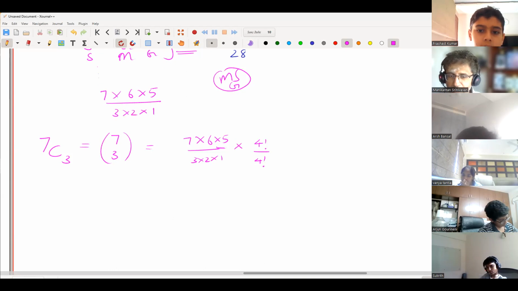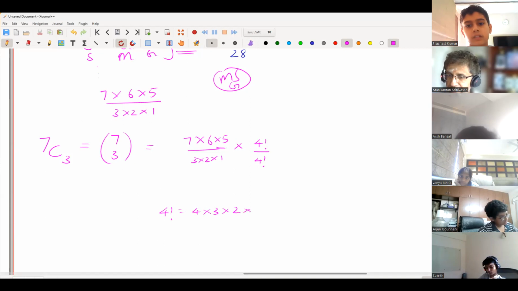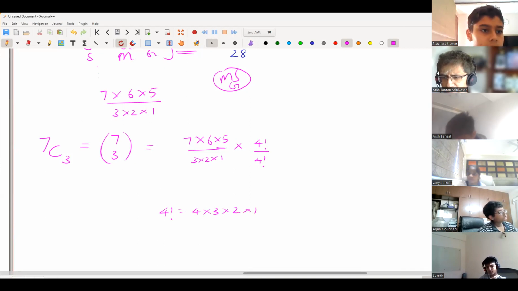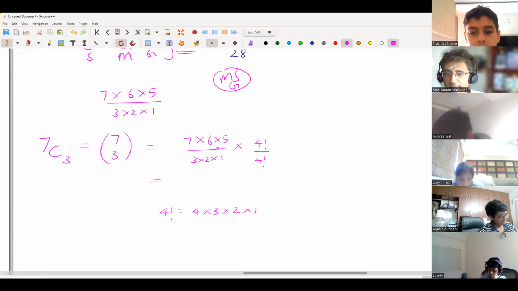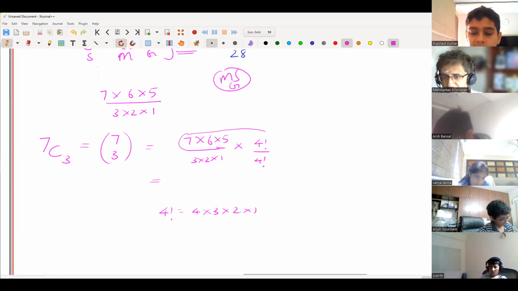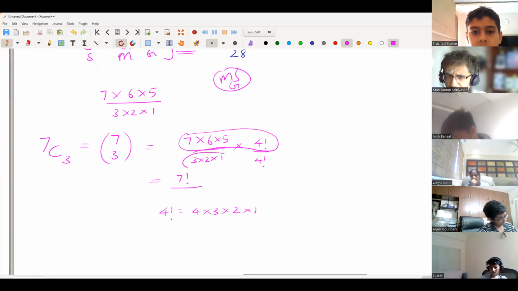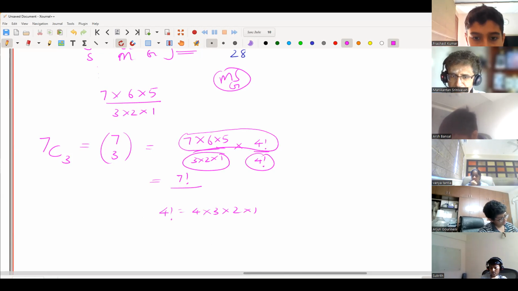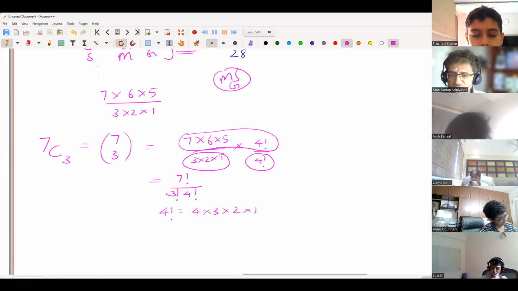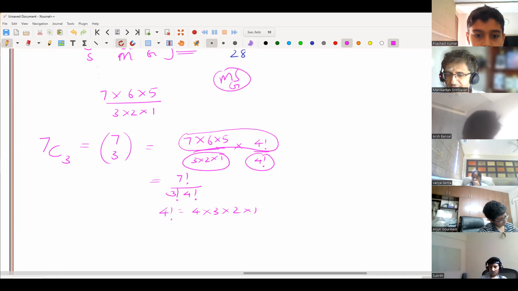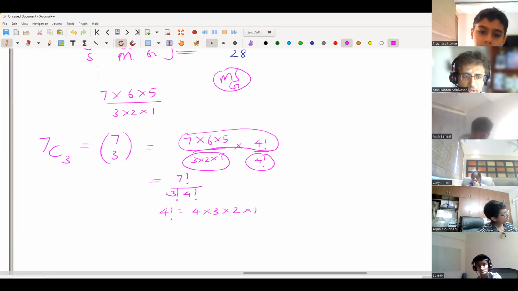What does 4 factorial mean? 4 factorial is 4 into 3 into 2 into 1. All of you know factorial, right? Akshar, you're okay with factorial? Yes, sir. Okay. So why do I multiply by 4 factorial and divide by 4 factorial? That way, the numerator is 7 6 5 4 3 2 1, so I can write it in short form as 7 factorial. And the denominator is 3 factorial and 4 factorial. So I can write it just in terms of factorials: 7 factorial upon 3 factorial times 4 factorial.